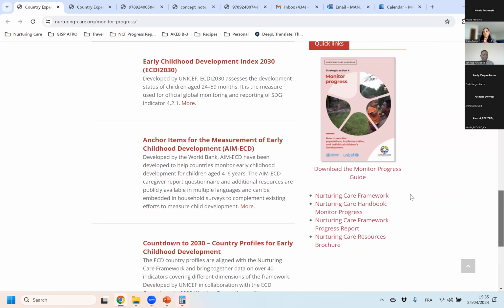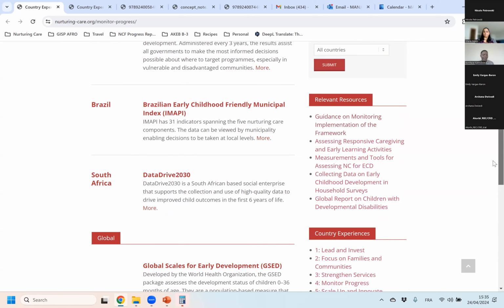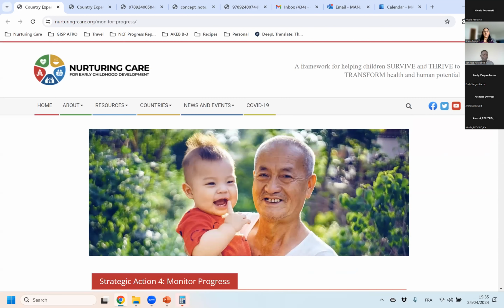But again, if you need to see the logic model and indicators, then you would want to go back to the framework to find that there, or they're also in the guidance note also. So I think with that, I will stop and hand it back to you, Emily. Thank you.